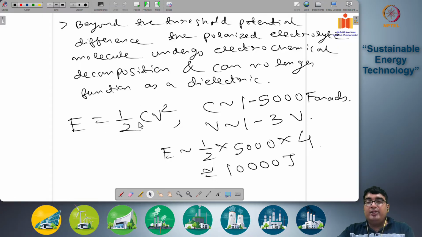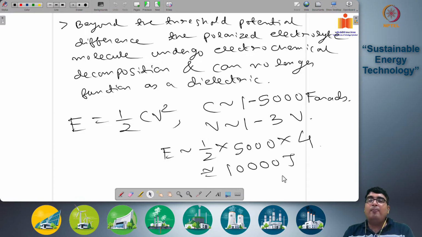Still, the total energy is half CV squared, and capacitance is 1 to 5000 farads, voltage is 1 to 3 volts. Suppose we take the voltage as 2 volts and the capacitance as 5000 farads. So this becomes half into 5000 into 2 squared, that is 4. So this becomes 5000 into 2, so 10,000 joules. So the electric double layer based capacitance system is storing on its plates 10,000 joules of energy.